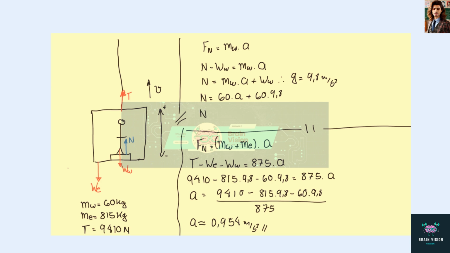So what the scale will read is the following: 60 times 0.954 plus 60 times 9.8. And this gives us approximately 645 newtons.